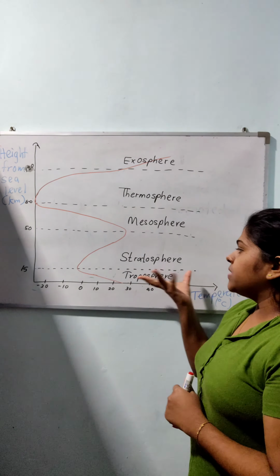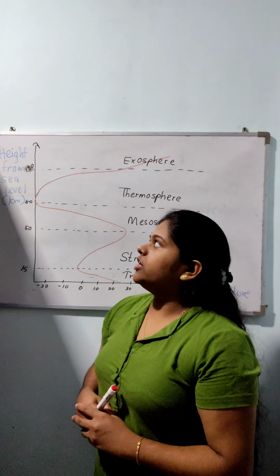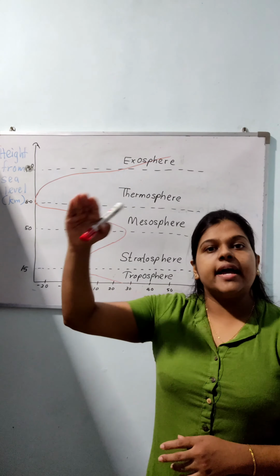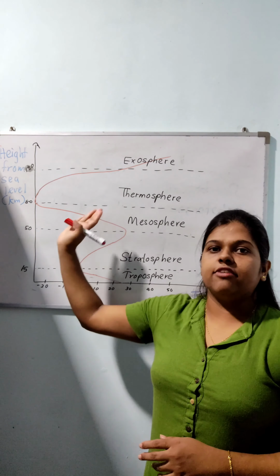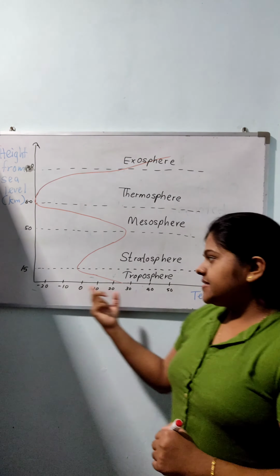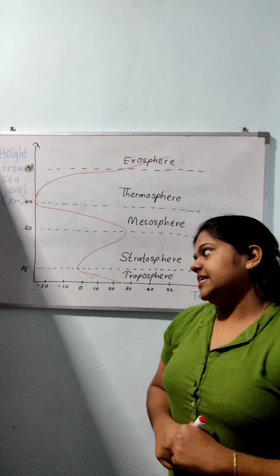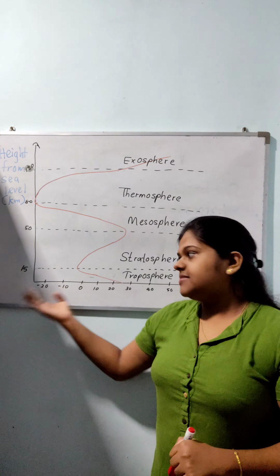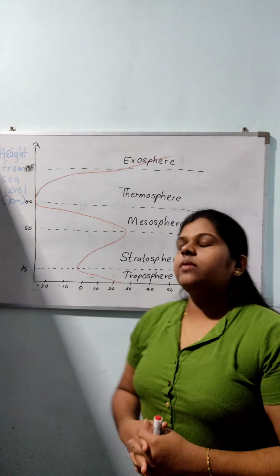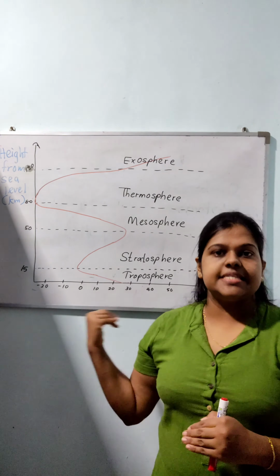So we will see in this graph I have shown you, as the y-axis I have given the height from the sea level. That means from the ground, what is the height? Each and every layer is represented in kilometers. And on the x-axis you can see the temperature given in Celsius. These values are minus, then 0, then the positive values. Now we'll see the special features and how the temperature is changing in these layers.